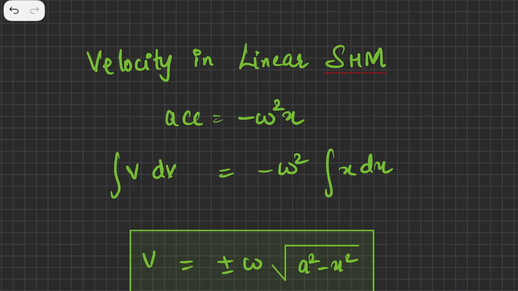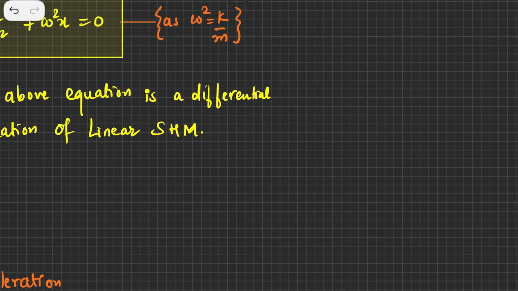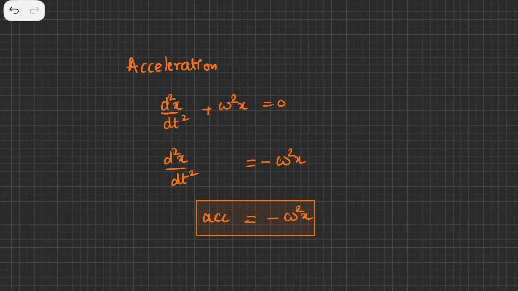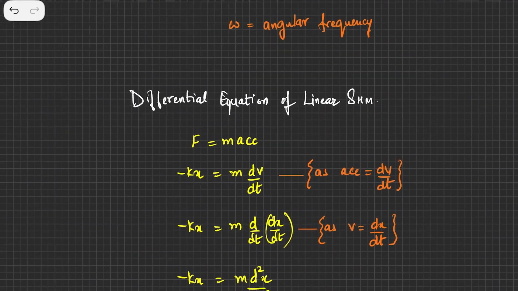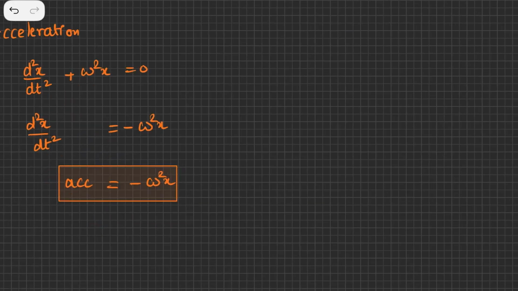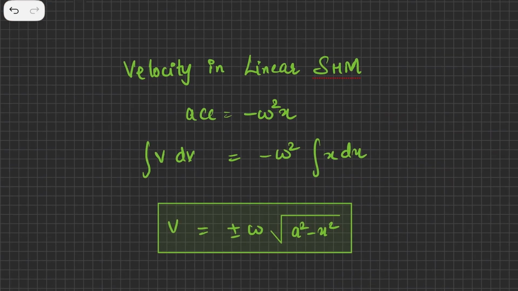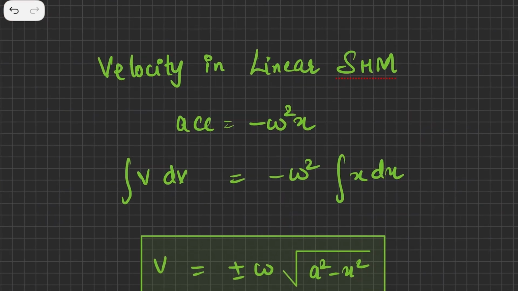And we have been doing oscillations for the past few videos. If you recollect, we had discussed acceleration in the previous video, as well as the differential equation of linear simple harmonic motion. In today's video, we are going to discuss the velocity of a particle in a linear simple harmonic motion.